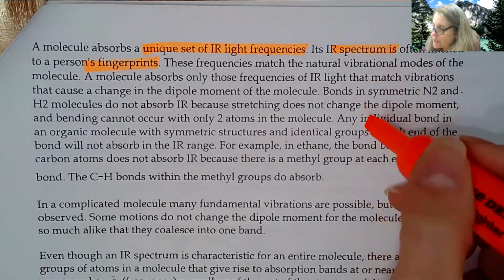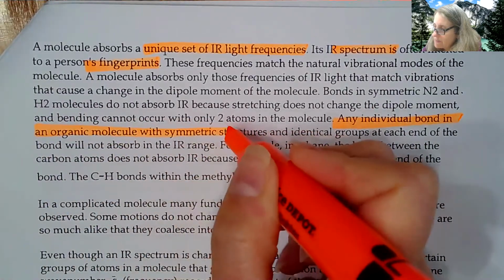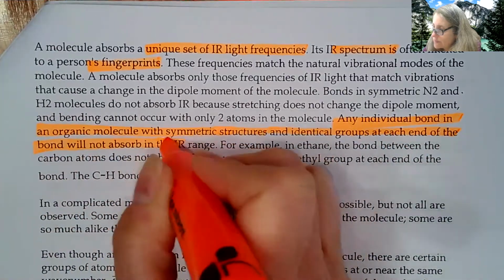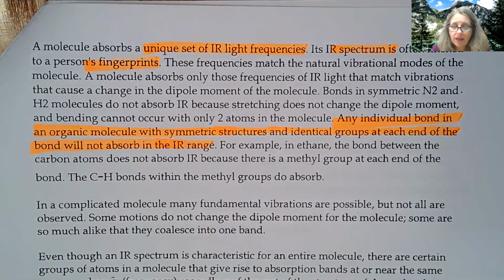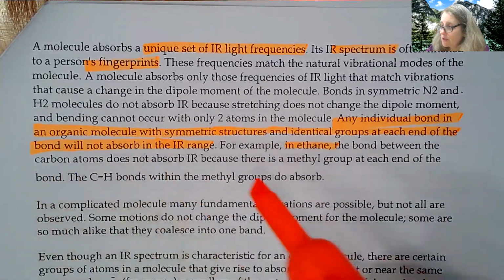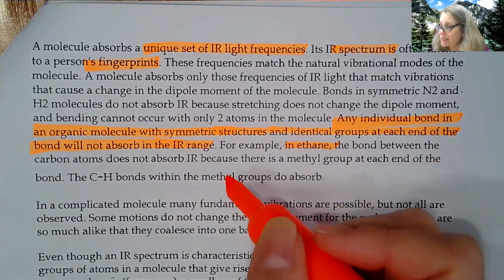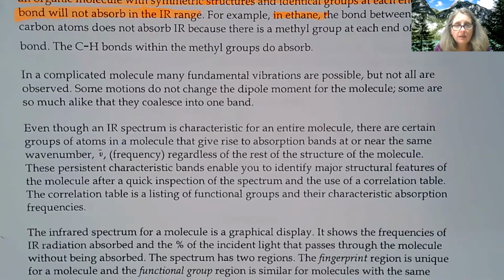A little bit towards the middle of this paragraph, any individual bond in an organic molecule with symmetric structures and identical groups at each end of the bond will not absorb in the IR range. So once we have a molecule, like they go through an example here of ethane, the bond between carbon and carbon does not absorb IR because there's a methyl group at each end of the bond. CH bonds with the methyl group do absorb. So it depends upon what actual bond you have in order to see if you have an IR peak. So go down a little bit more here.